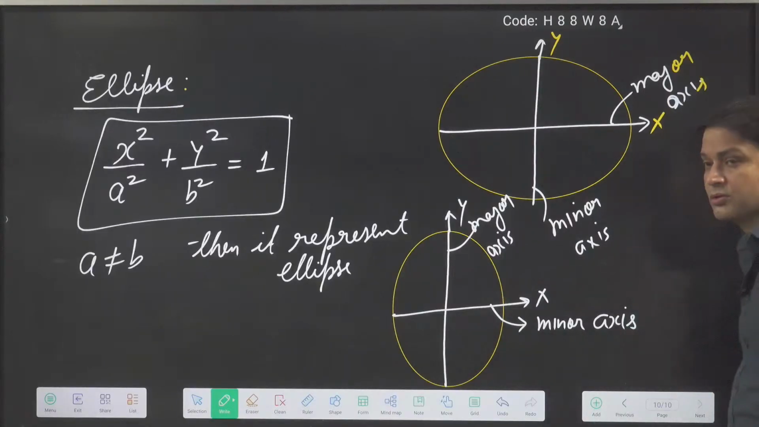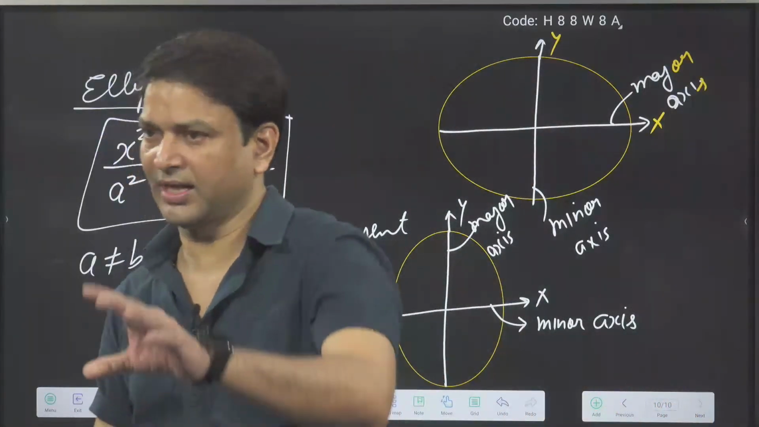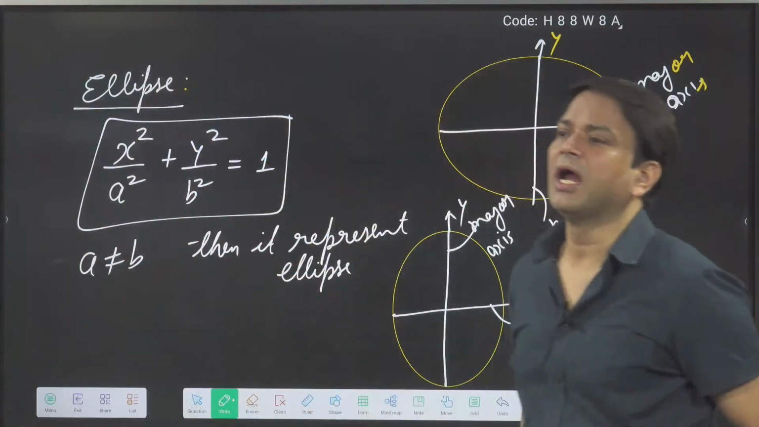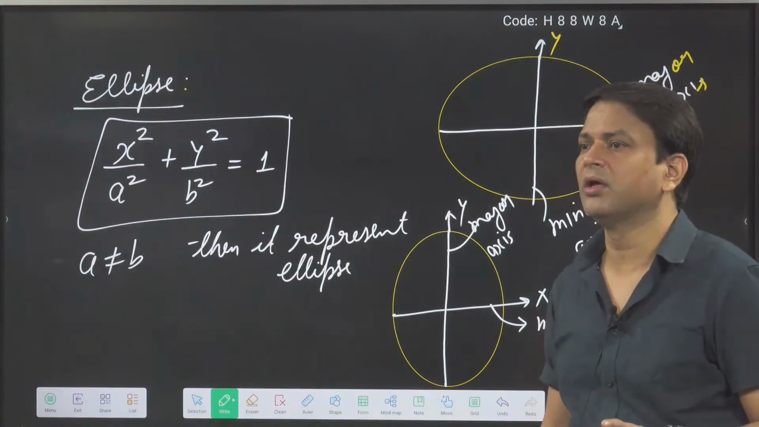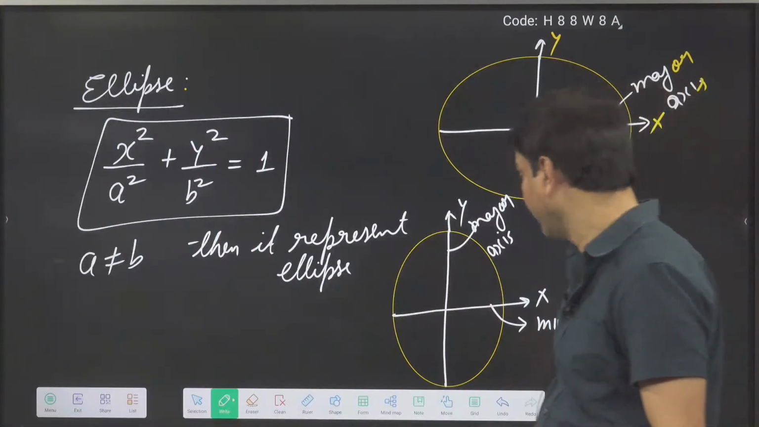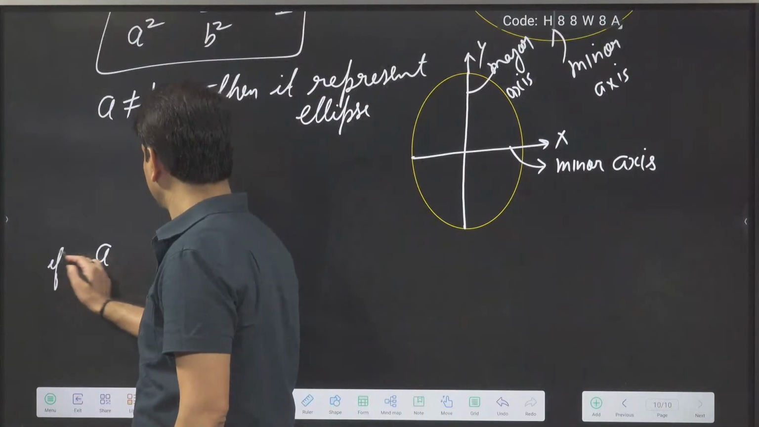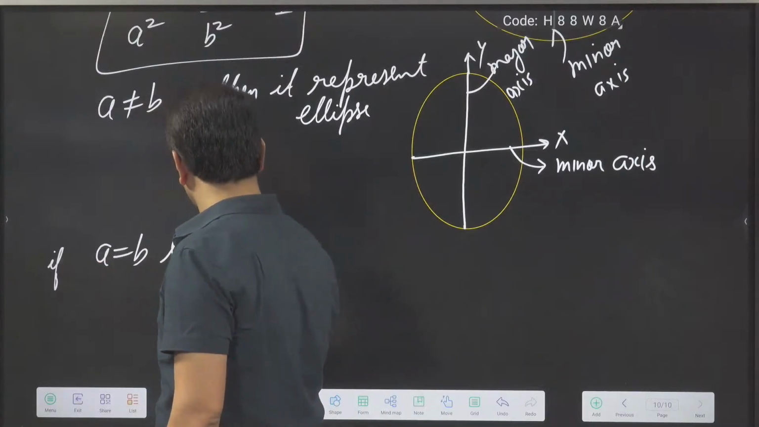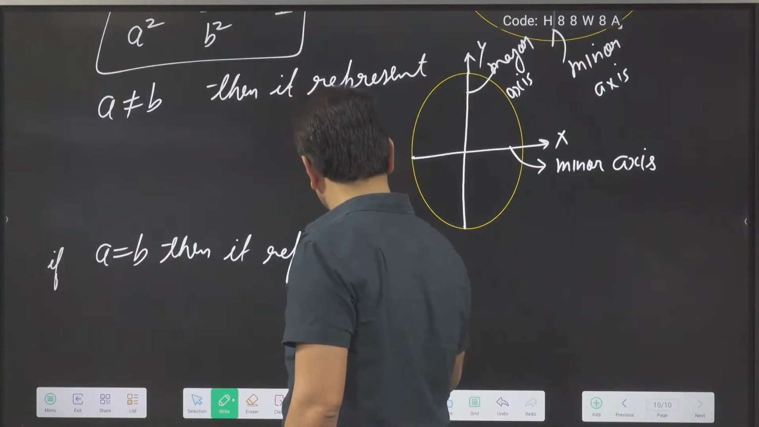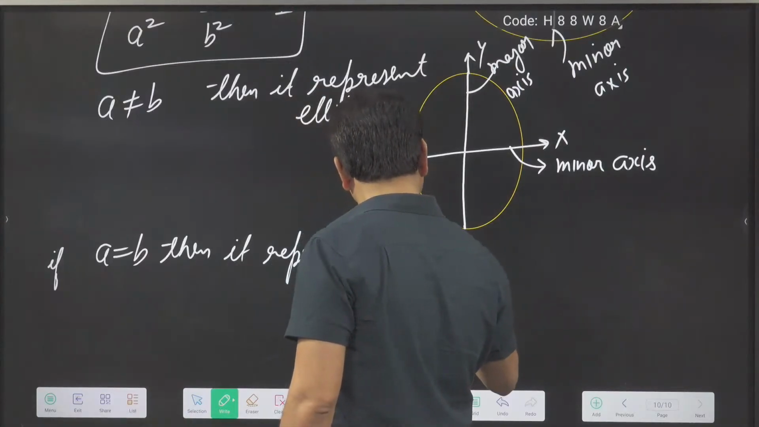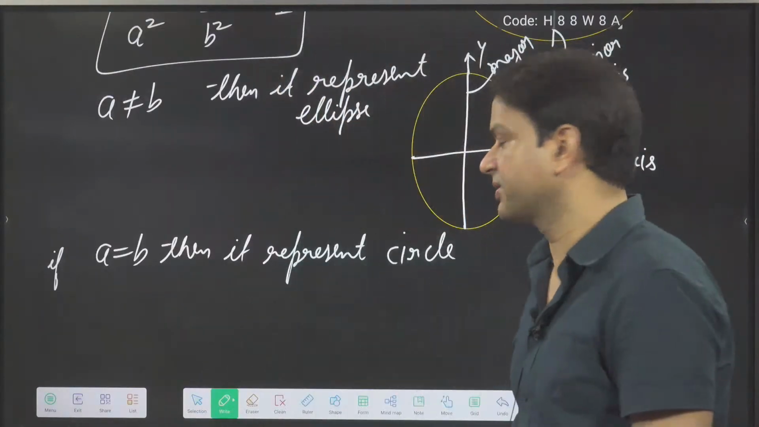Everybody got it? So on the basis of the equation, how will we decide the ellipse? X square and y square terms are there, and a should not be equal to b, meaning the denominators of x square and y square are not equal, then it will be the ellipse. If a and b are equal, then it will represent the circle.